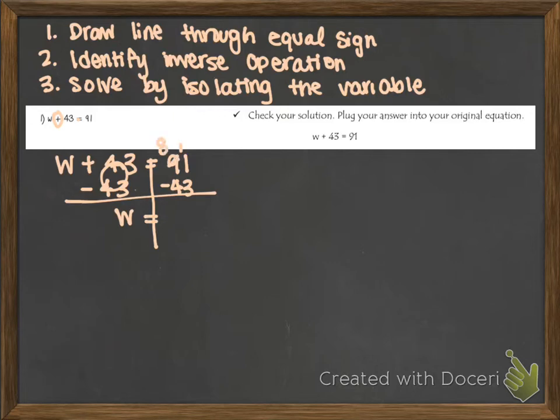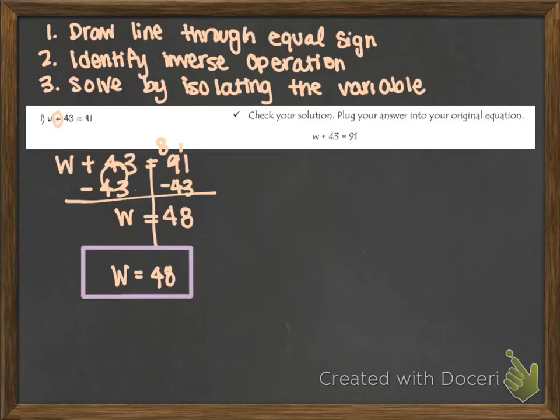91 minus 43. 11 minus 3 is 8, and 8 minus 4 is 4. So W equals 48, and we're going to box our answer.